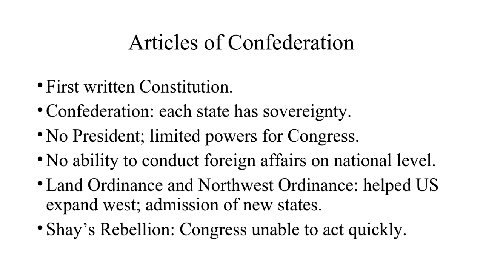Where they were able to negotiate, so to speak, was in the Land Ordinance and the Northwest Ordinance, where we expanded westward and added some more states. But the rebellion that came after, Shays' Rebellion, really did show that Congress just couldn't get anything organized very quickly.